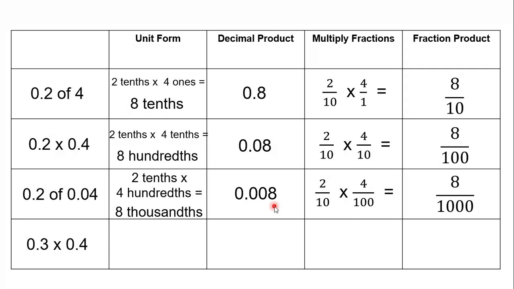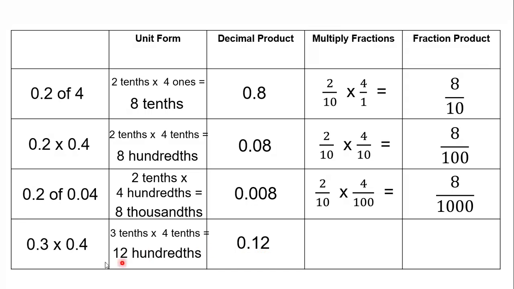Finally, we have 3 tenths times 4 tenths. Let's first write this in unit form. We have 3 tenths times 4 tenths. 3 times 4 is 12, and tenths times tenths is hundredths. So we have 12 hundredths, which we can write as 0 and 12 hundredths.